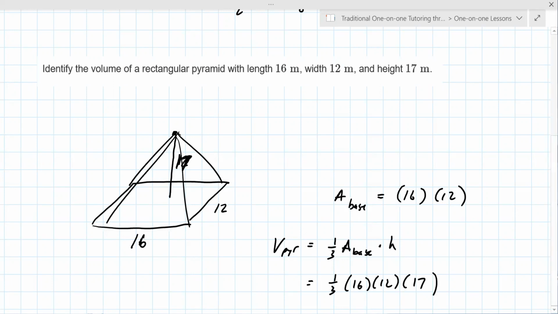$1,088. Okay, and it's meters cubed because it's meters times meters times meters. You follow that? Yes. Fantastic.